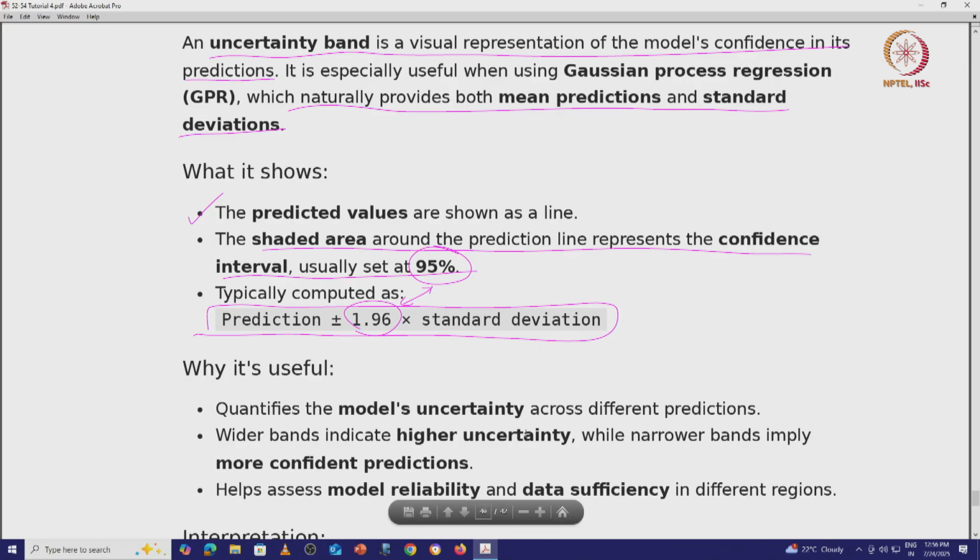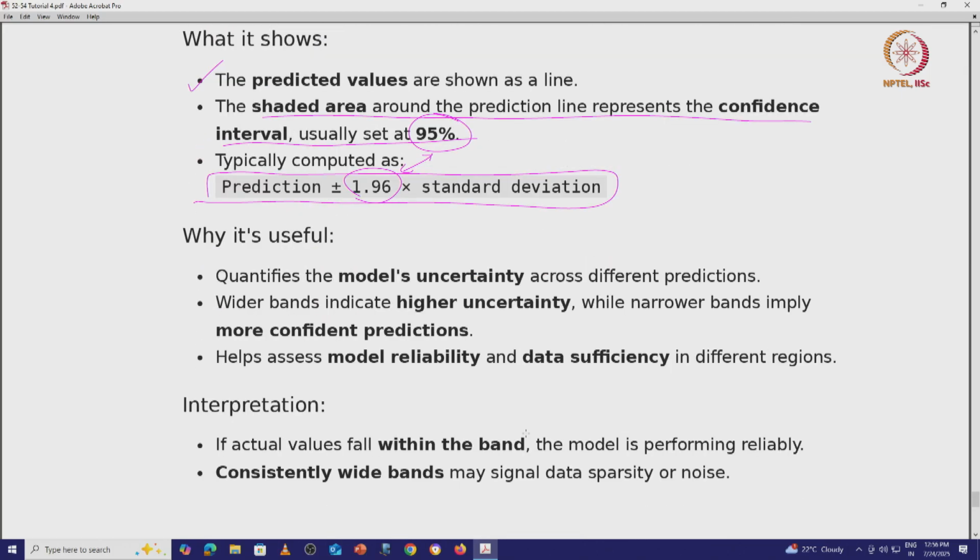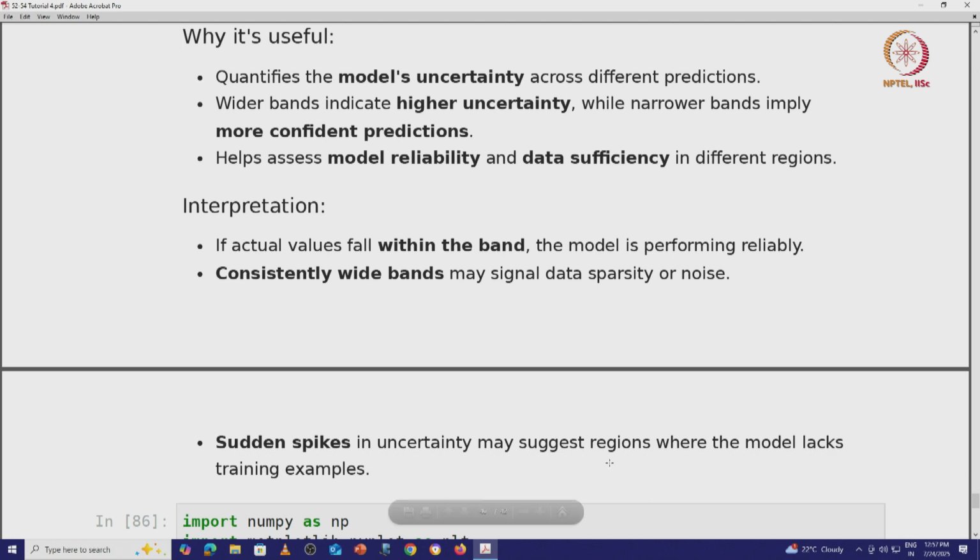Because it quantifies the model uncertainty across different predictions. Wider bands indicate higher uncertainty, whereas narrower bands imply more confident predictions, and this helps assess model reliability and data sufficiency in different engineering regions, which could be particularly useful in core engineering disciplines. Our interpretation is, if the actual values fall within the band, the model is performing reliably, whereas consistently wide bands may signal data sparsity in that region of the feature space, or noise in the model in that region of the feature space.